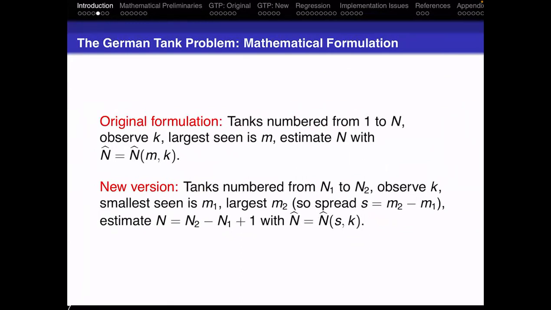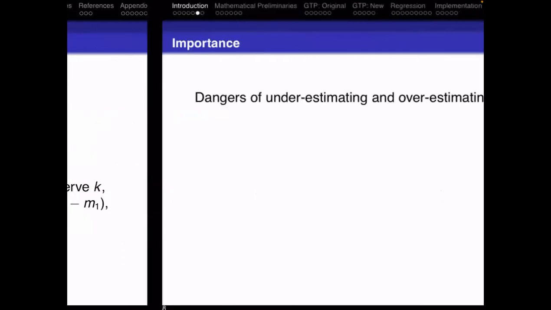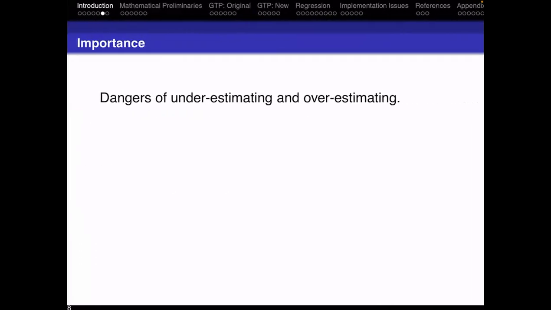And then the new version, which I did with some of my students, is imagine that we don't start off at 1, but we start off at some number, and we go from n1 to n2. What would be the answer there? It turns out the algebra is a little bit worse, but you can still get a nice closed form expression. There are dangers of underestimating and overestimating.